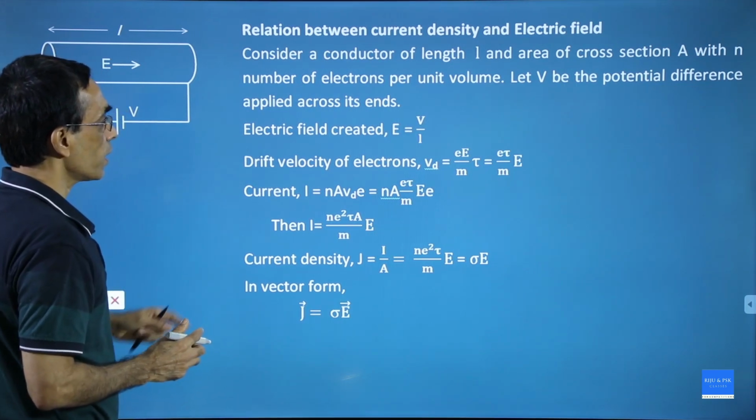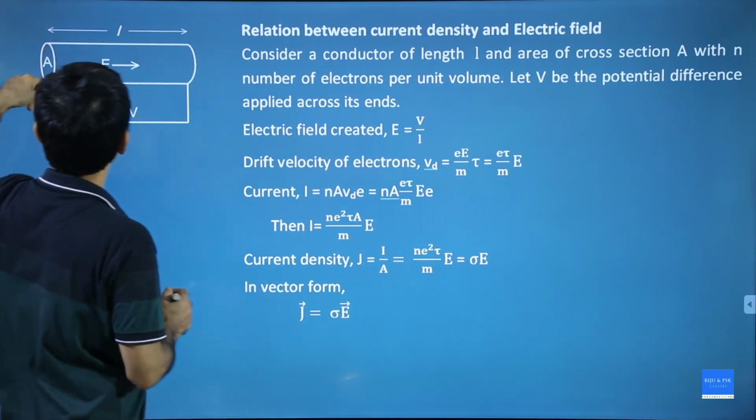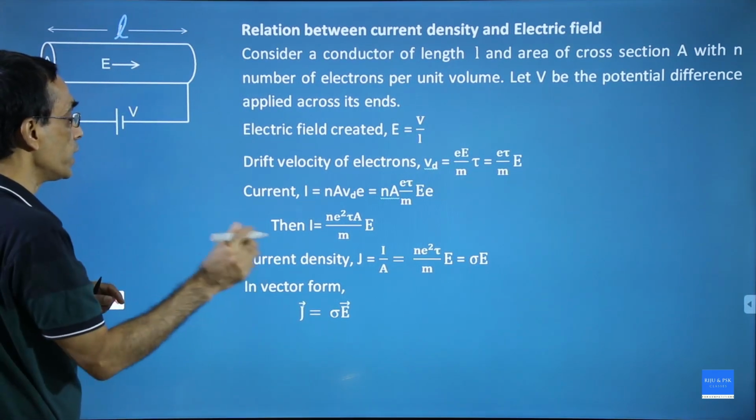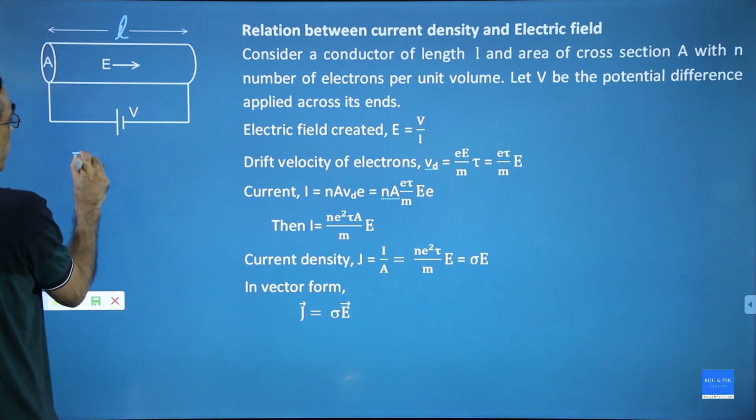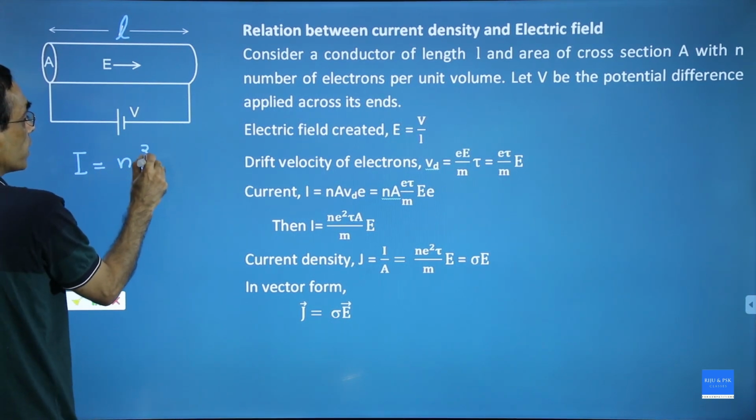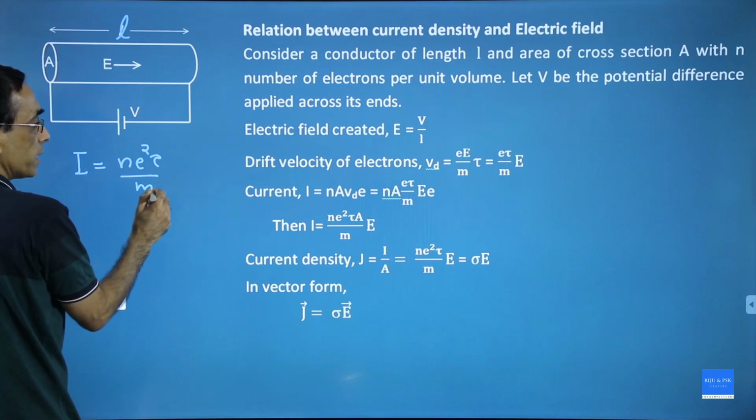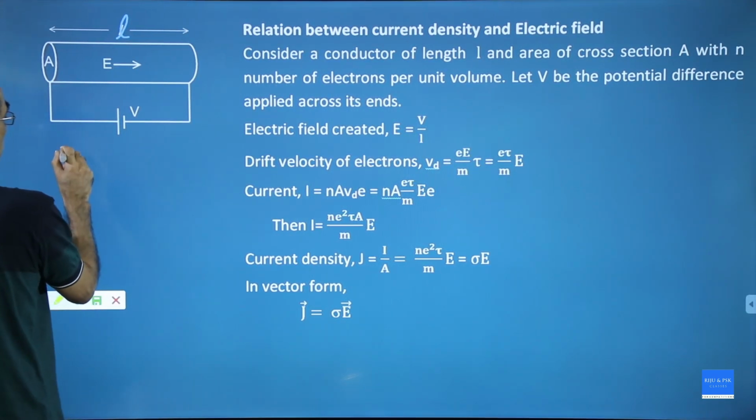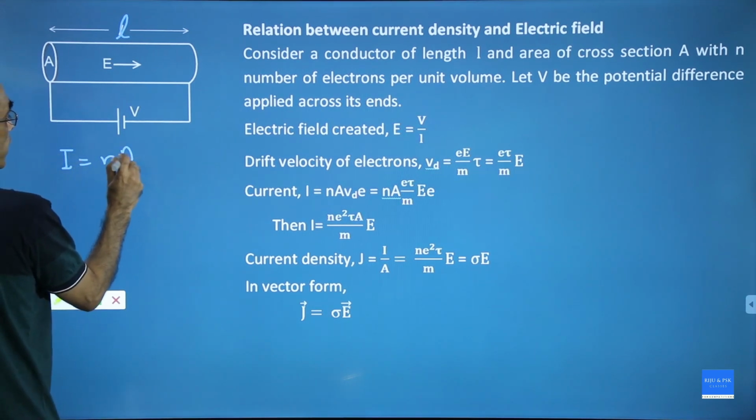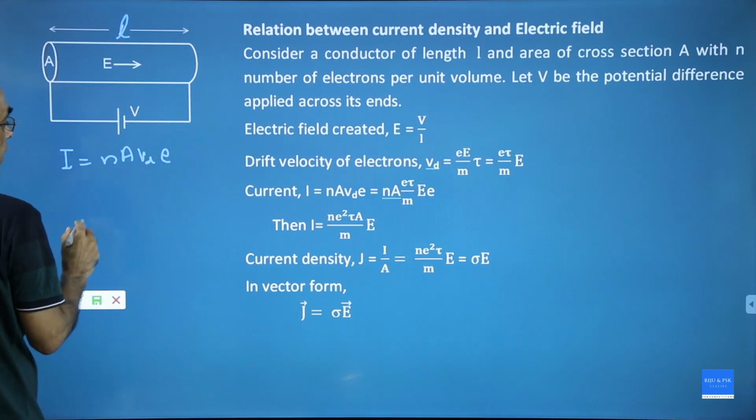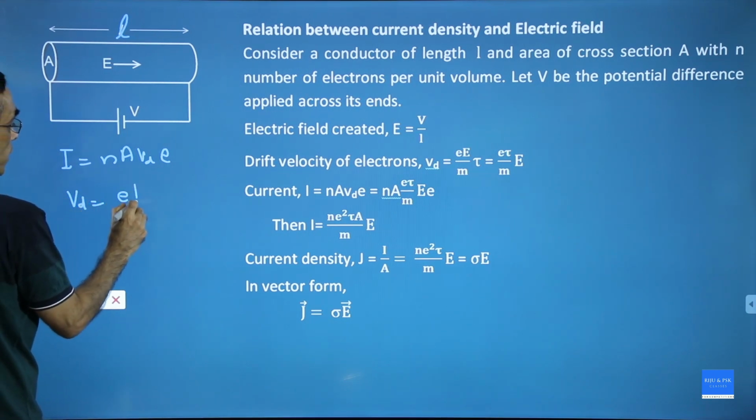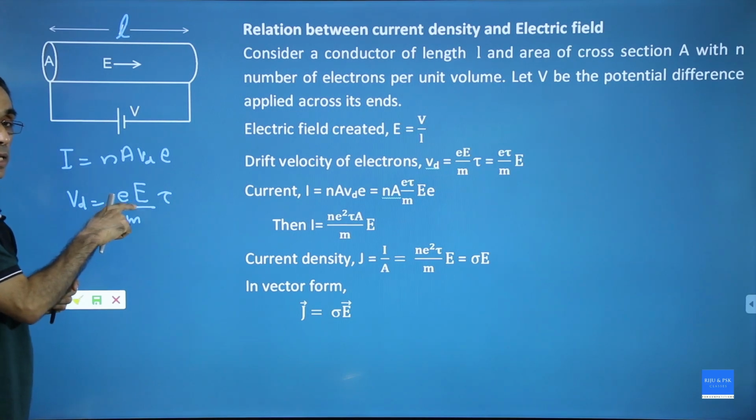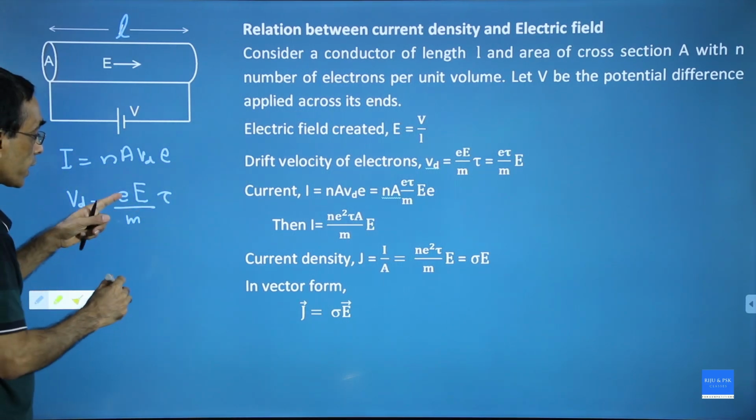Okay, we have these steps. Consider the same conductor, length L, area A, voltage V. I think it should start from the basic level. We know I equals n A v_d e. Now we also know that drift velocity is eEτ divided by m. Earlier we substituted E equal to V by L, but this time we will not do that. We will take E as it is.